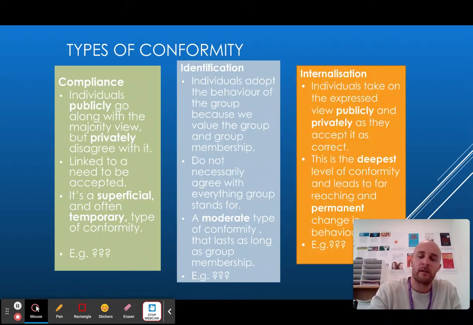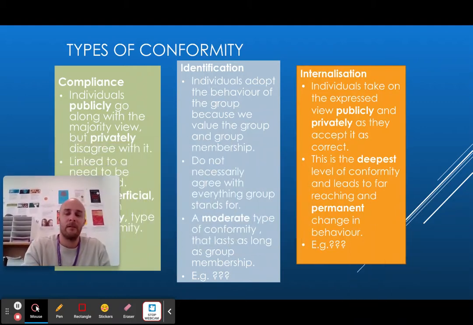And the last one is basically internalization. Now, the best way you can probably phrase this is when somebody genuinely persuades you of a way to think. So not only do you publicly change your attitudes, but you privately change them as well.